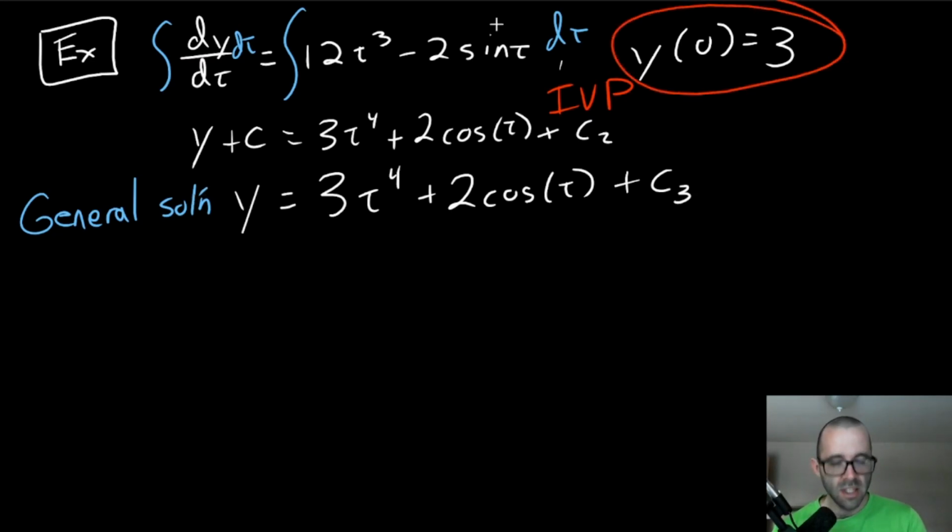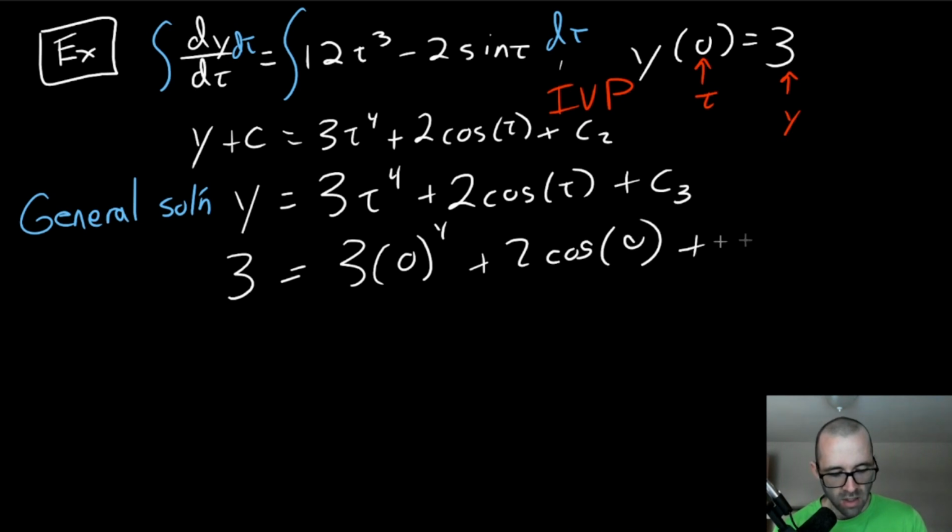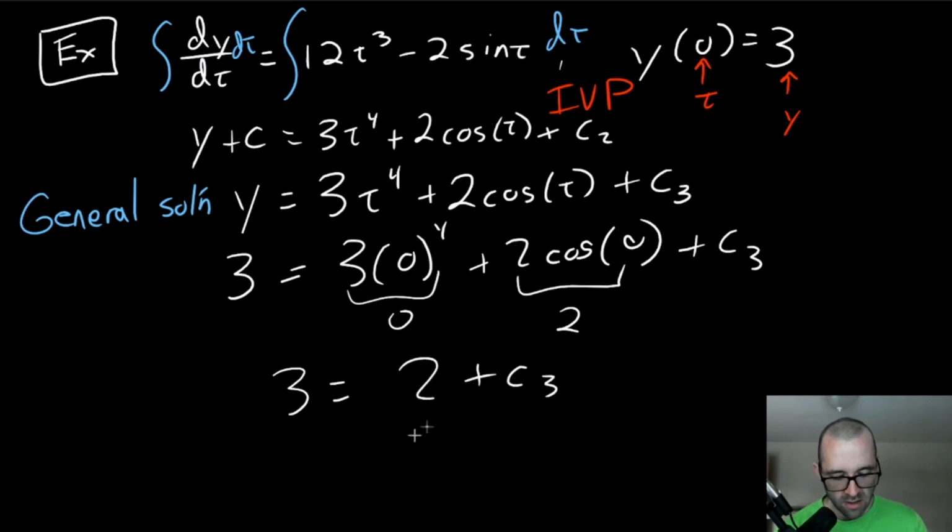And we can find the particular solution using the initial condition. So we know that when t is 0, y is 3. So we just plug that in. 3 times 0 to the 4th plus 2 cosine of 0 plus some constant. And again, this is all 0. This just becomes 2. And you get 3 is equal to 2 plus that constant. That constant is just 1. And that allows us to find our particular solution.